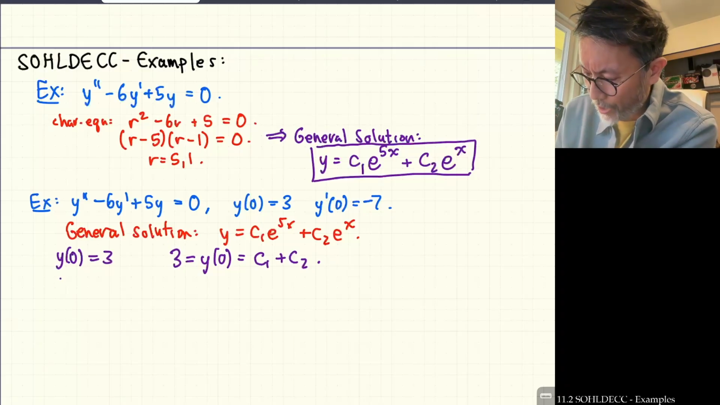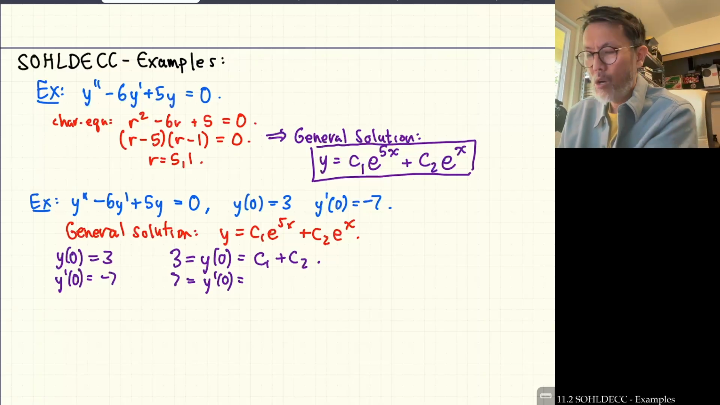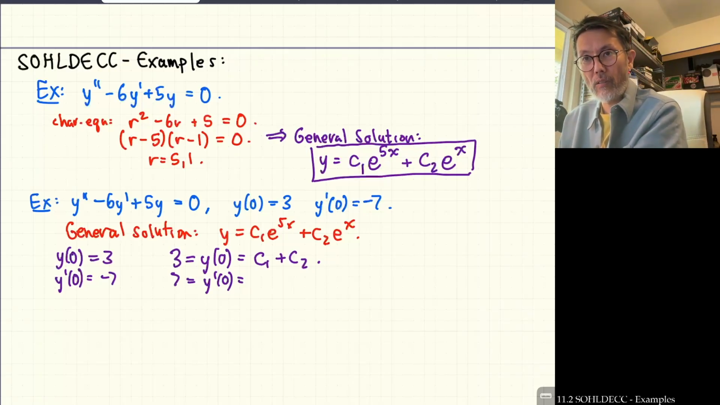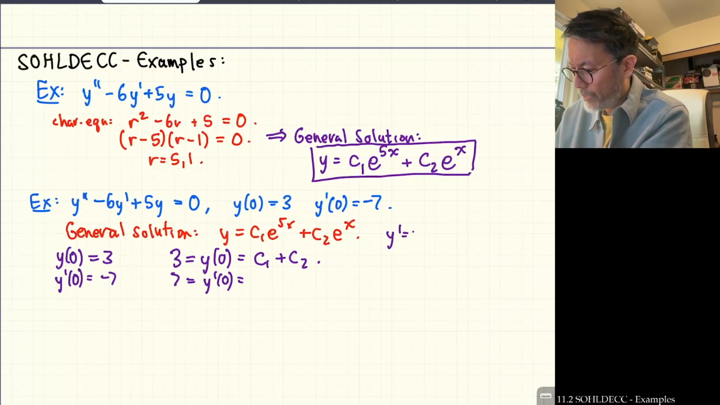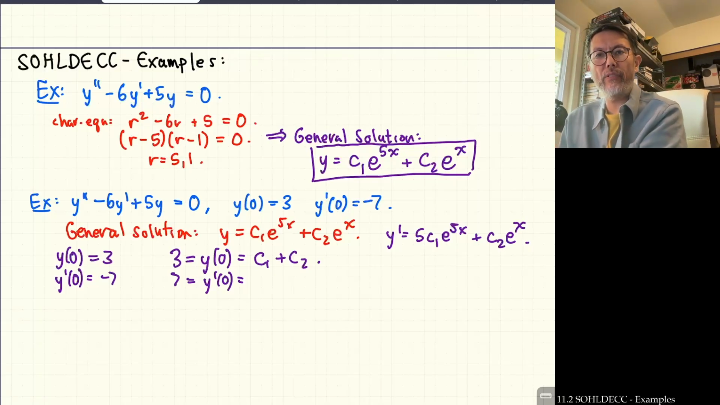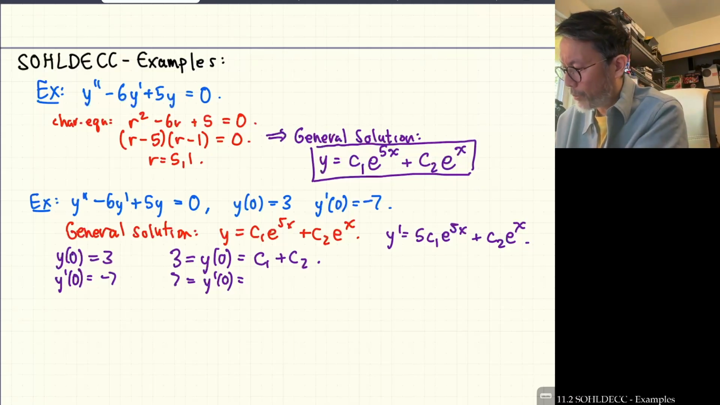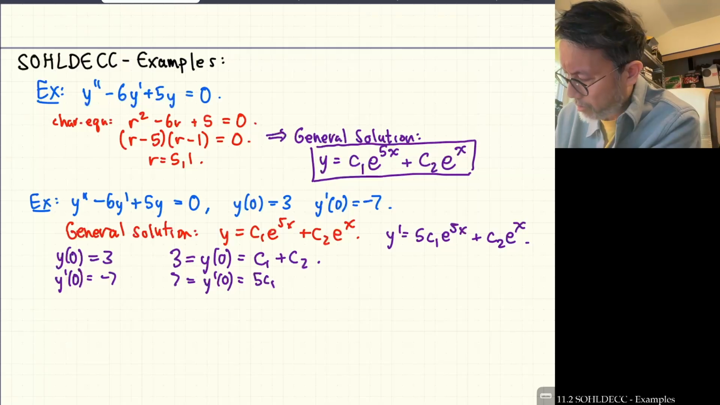Now, what about the other equation? y prime of 0 is equal to negative 7, the other initial condition. Well, that tells me negative 7 is equal to y prime of 0. y prime, in general, is 5c1 e to the 5x plus c2 e to the x, right? I just took a derivative, and I didn't forget the chain rule. So I plug in 0 into that expression, and I get 5c1 plus c2.